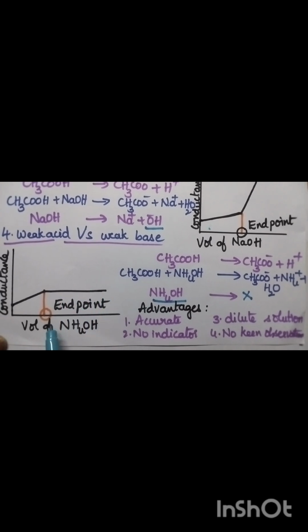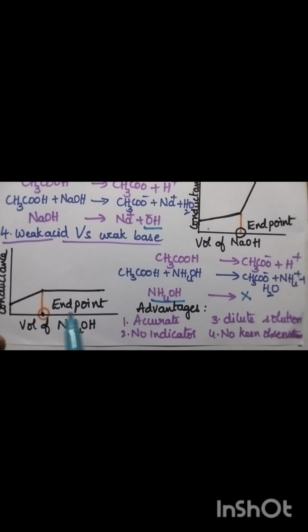And hence if we draw a graph between volume of NH4OH and conductance, because the acid is weak, its conductance is low and slowly the conductance increases. After reaching the end point, here the base is weak, hence there is no change in the conductance, and this is the end point. So these conductometric titrations are associated with several advantages over volumetric titrations.